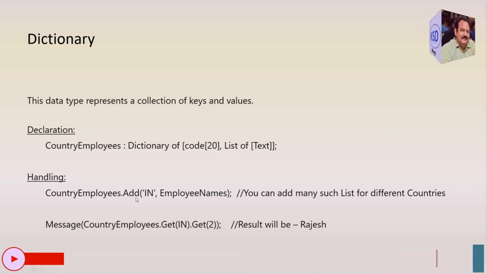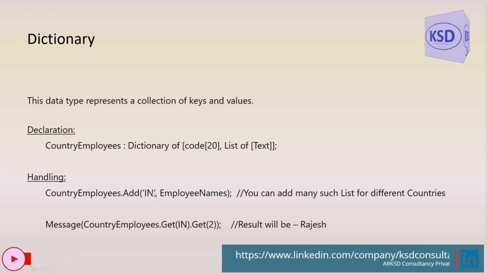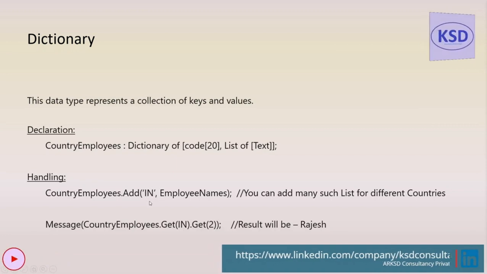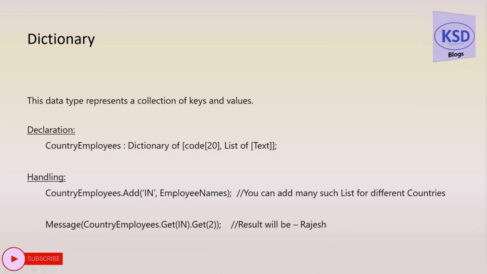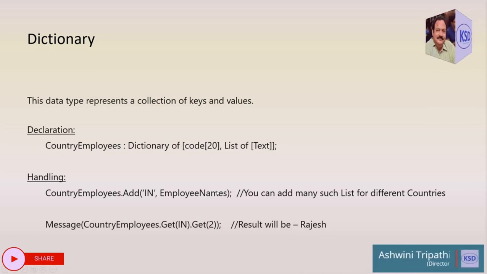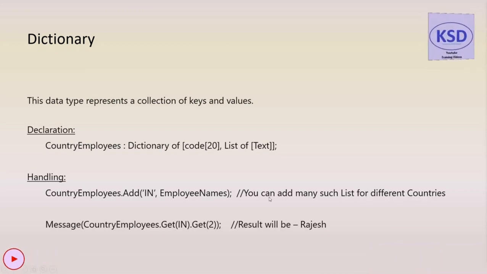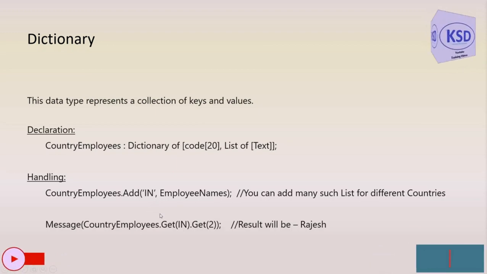So when you add, you will say that first is your key, meaning IN, meaning I am adding the employees for India, and the employee's name, like we have defined in the previous example. So you can add any list for different countries, meaning for India, US, UK, and so on.